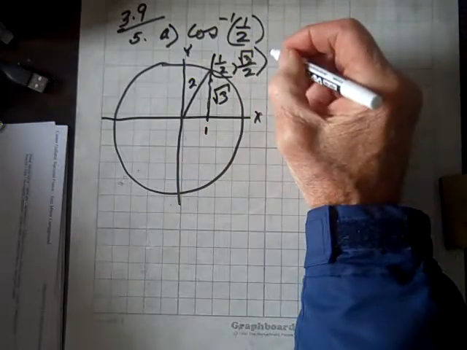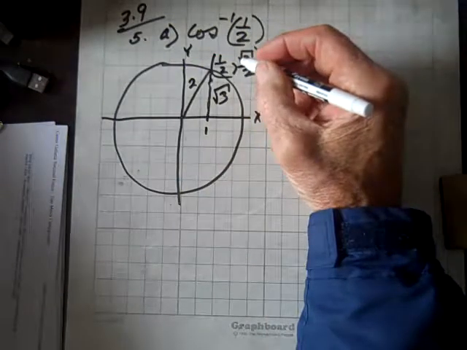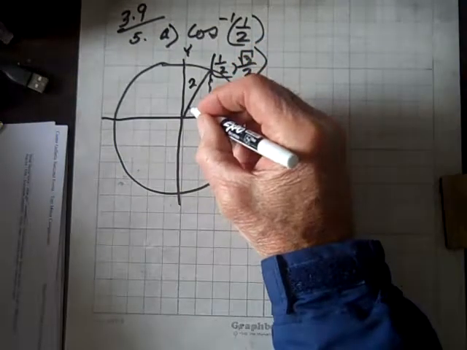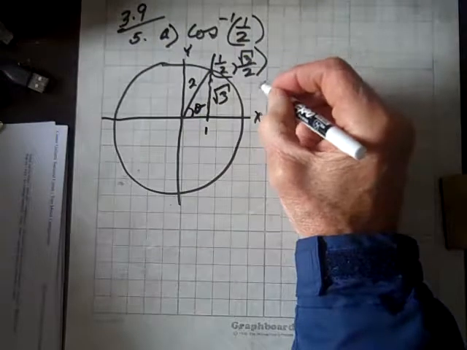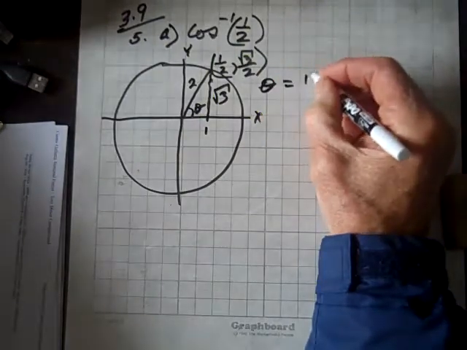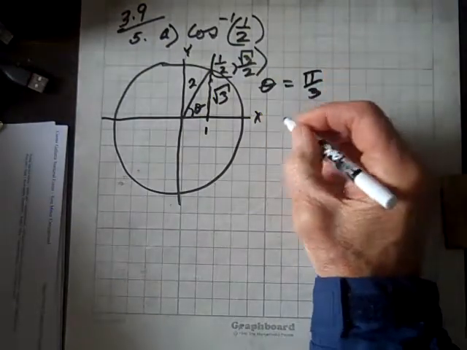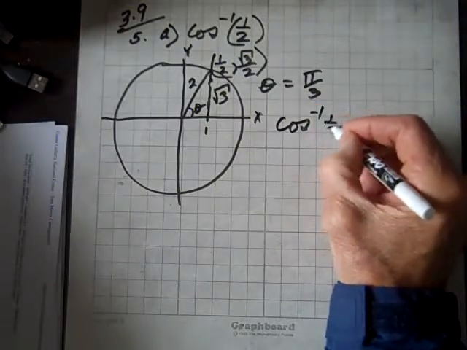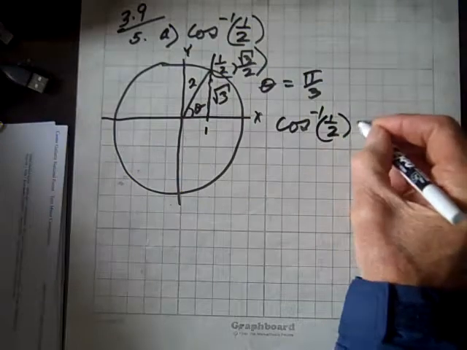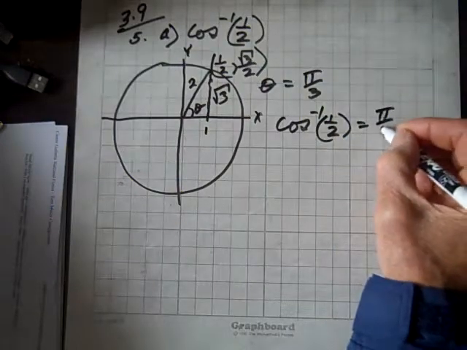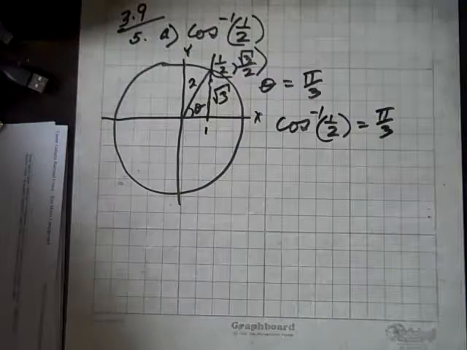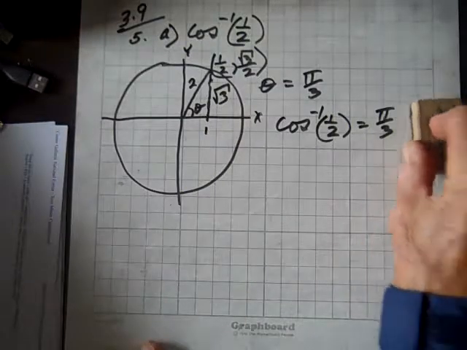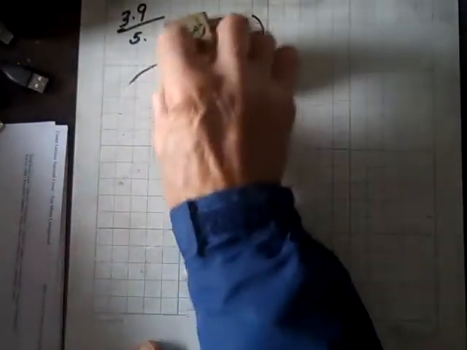the coordinates formed relative to the angle theta, where theta equals pi over 3. That means that the inverse cosine of 1/2 is the angle pi over 3. Keep in mind, whenever you take an inverse, any inverse trig function represents an angle. So let's do B.